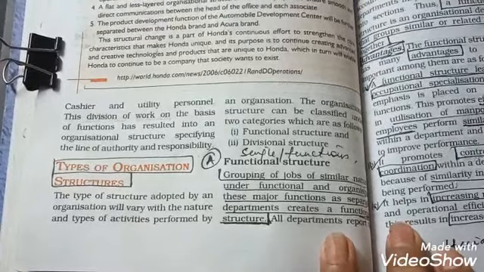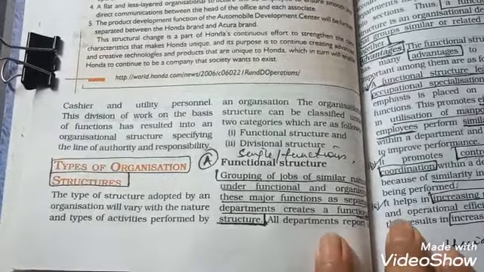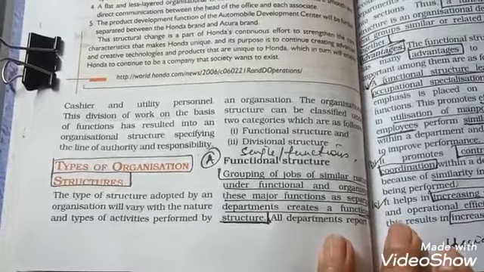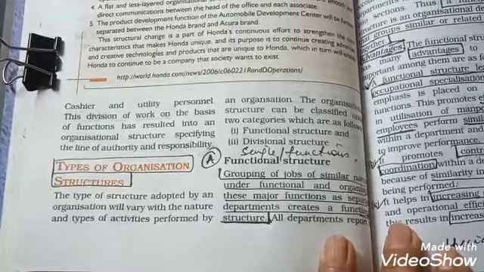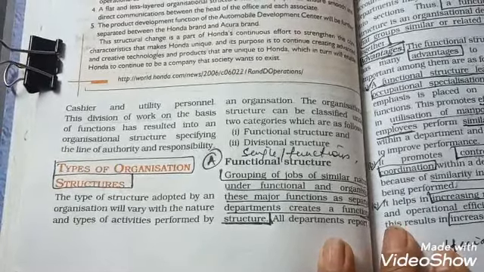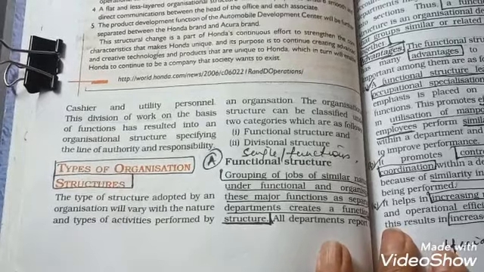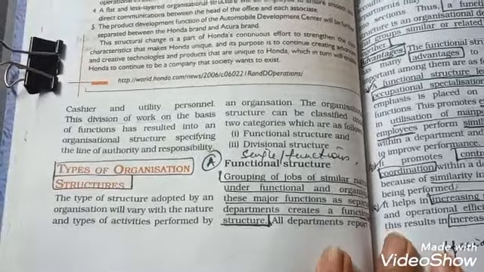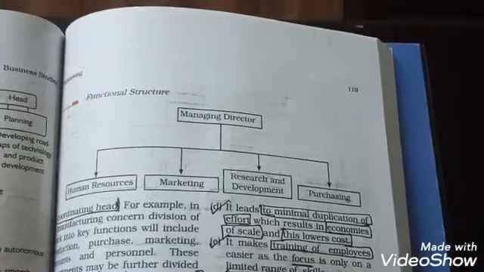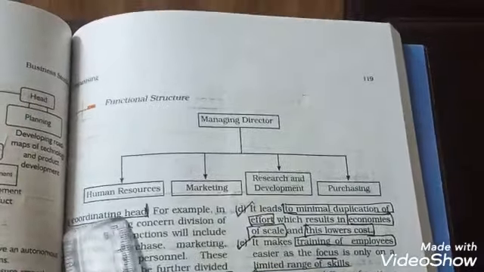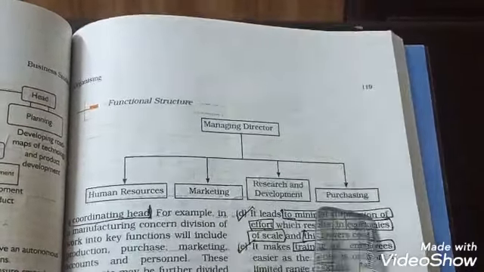Whenever the organization is divided, putting similar natured jobs together, and people are doing that particular job only. So it means जब हम किसी organization को marketing, finance, human resource, production, R&D इनमें divide करते हैं सिर्फ according to the functions, it's called the functional structure. If you look here on the right hand side, page 119, this is an example of functional structure. You have the managing director, उसके अंदर you have the human resource, the marketing, the research, the purchase.